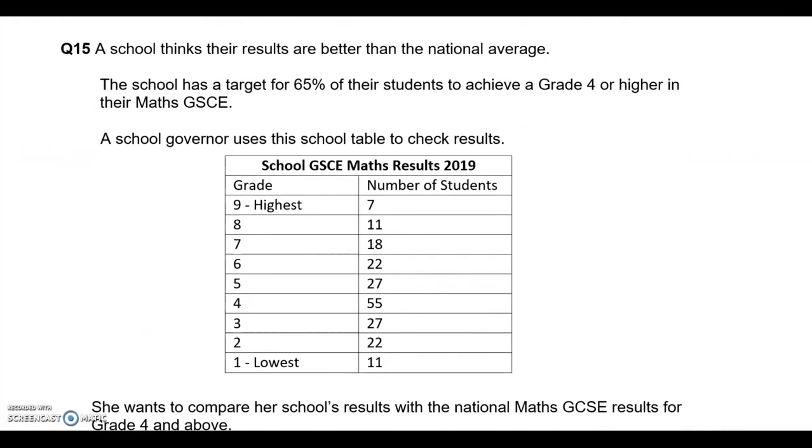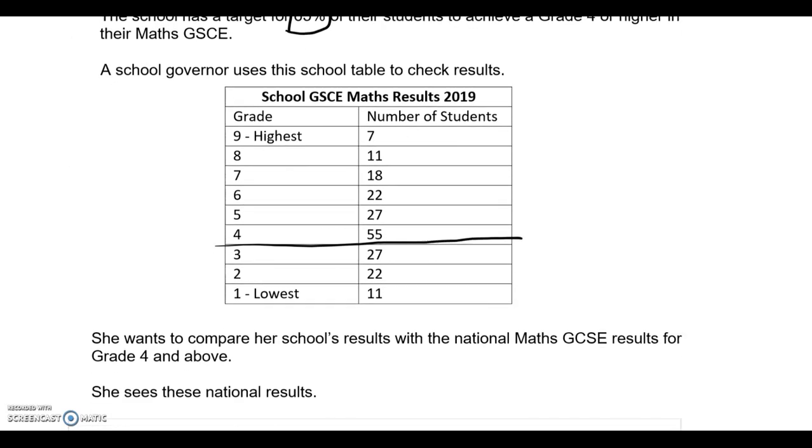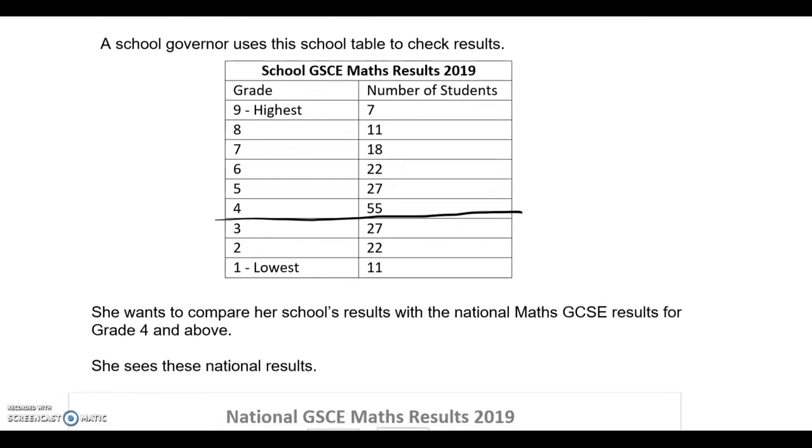A school thinks their results are better than the national average. The school has a target for 65% of their students to achieve a grade 4 or higher in their maths GCSE. A school governor uses this school table to check results. Grade 4 and higher. She wants to compare her school's results with the national maths GCSE results for grade 4 and above. She sees these national results.